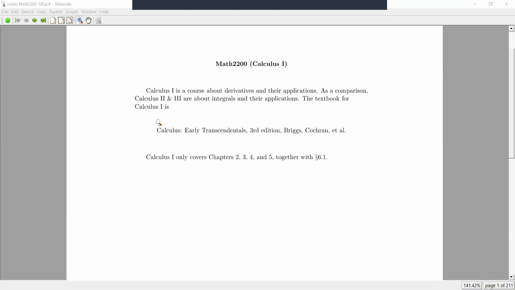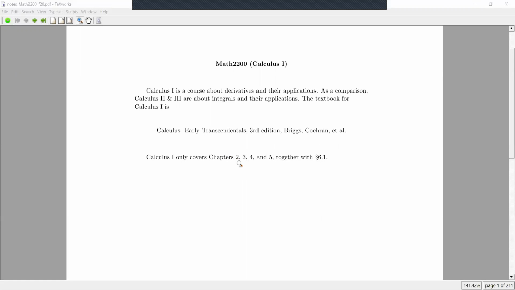The textbook for Cal 1 is this book. Actually, this book is also the textbook for Cal 2 and Cal 3. Cal 1 only covers 4 chapters in the book: Chapter 2, Chapter 3, Chapter 4, and Chapter 5. And also covers Section 6.1.